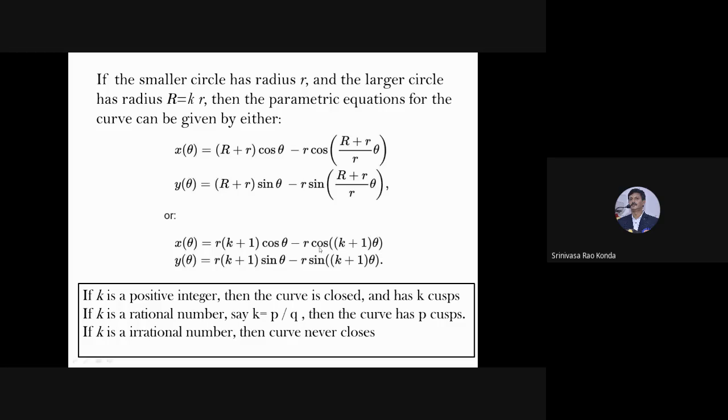If k is a positive integer, the ratio is a positive integer. If the small radius is 1, the capital radius is 3. If the small radius is 2, the capital radius is 8. The ratio is a positive integer. Then the curve is always closed and has k cusps. If k is a rational number, say k is equal to p by q in the simplest form, then the curve has p cusps. If k is an irrational number, then the curve never closes.